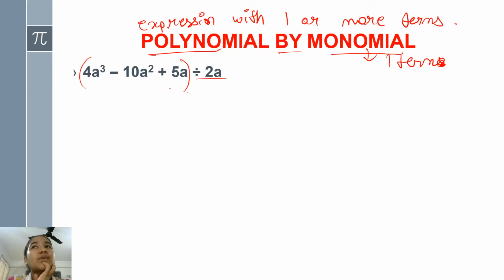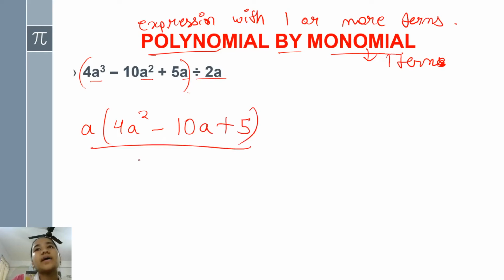The basic thing we can do is take the common factor now. First, we'll take the common factor method. So what is the common factor? a. So it will be a times 4a square minus 10a plus 5, divided by 2 into a, that is 2a. So a and a cancel. So it's good, right? We have already cancelled.